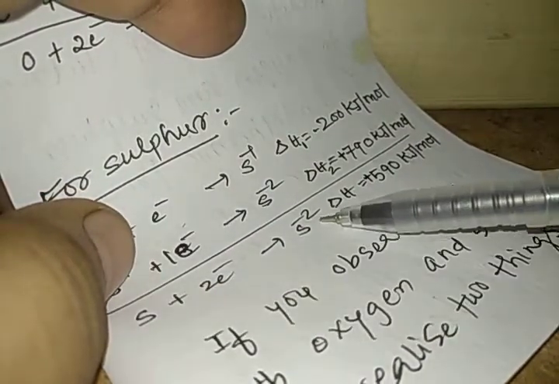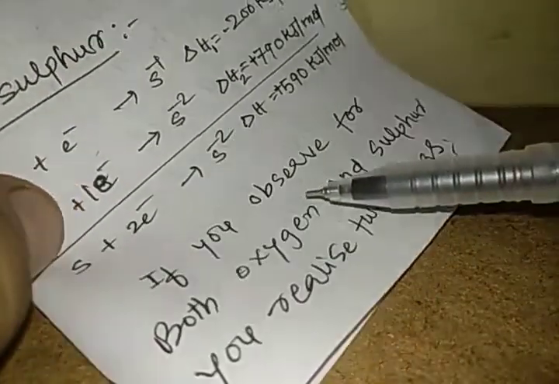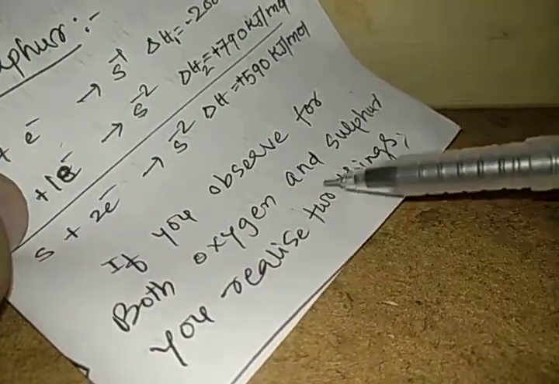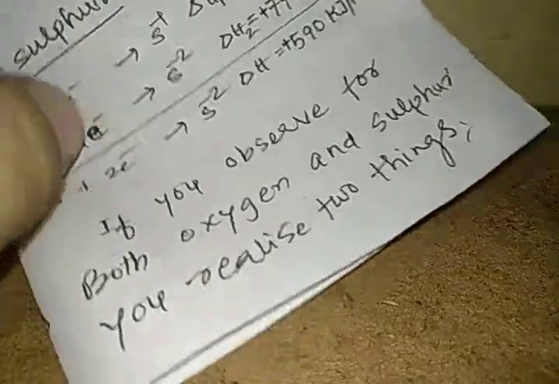Overall, when you add 2 electrons to sulfur and it turns into the sulfide ion, delta H is plus 590 kilojoule per mole. If you observe both oxygen and sulfur, you realize two things. So let us see what two things we realize.